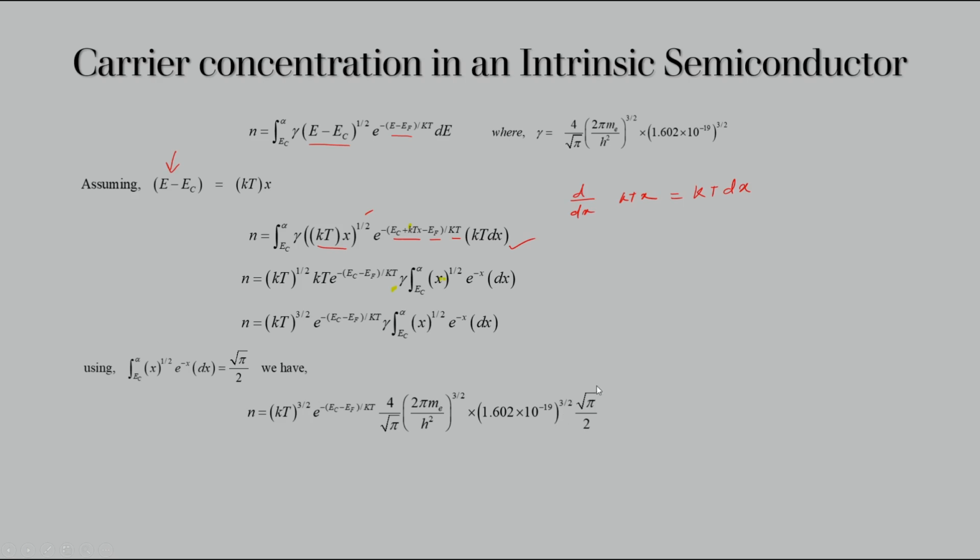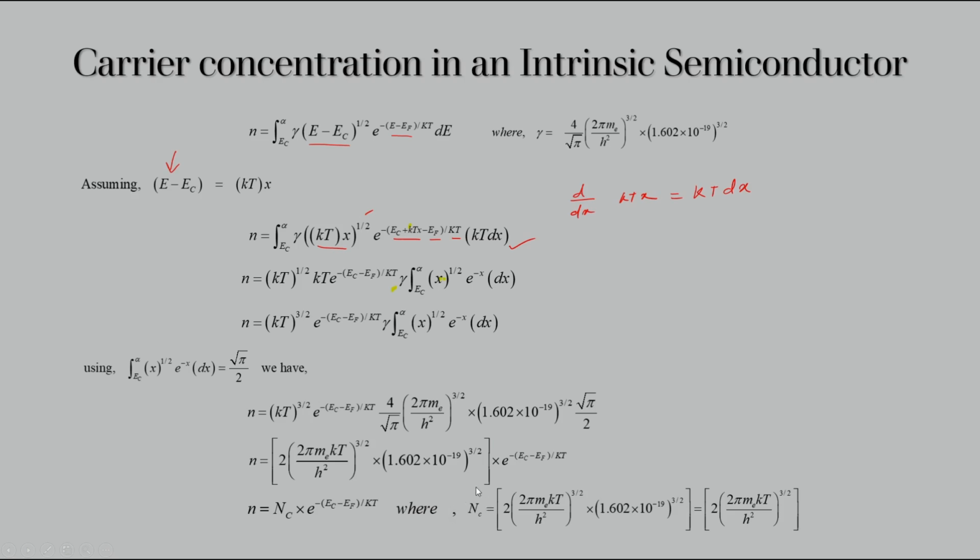So now here pi, root over pi and root over pi will get cancelled, and this 2 will cancel with this 4, keeping the value as 2. So this will be the remaining output. So now if you consider this whole term is given by Nc, then the equation of the carrier concentration in case of electrons, that is the intrinsic semiconductor, is n equals Nc times e to the power (Ec minus Ef) by kT.